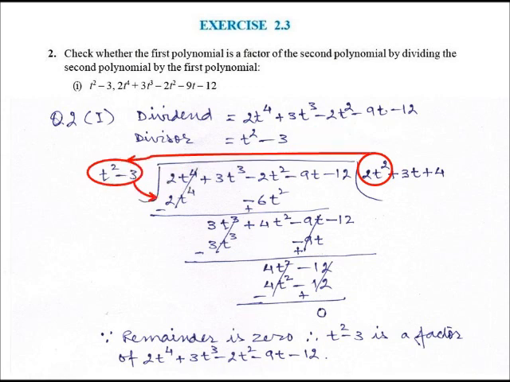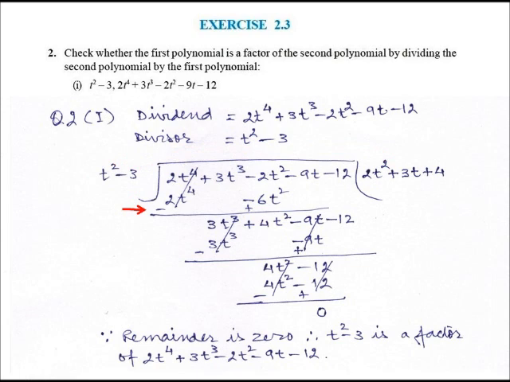Now we will multiply the divisor t square minus 3 by 2t square, and we will put the values below the dividend. When we multiply t square by 2t square, we get 2t to the power 4, which will be put under 2t to the power 4. And when we multiply minus 3 by 2t square, the result will be minus 6t square, which will be put under minus 2t square.